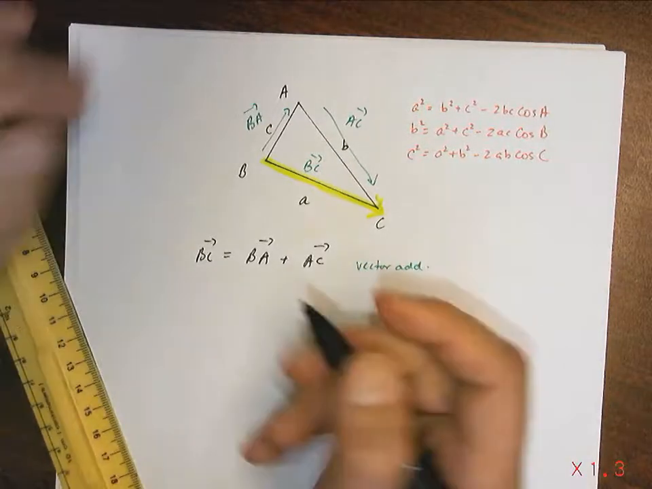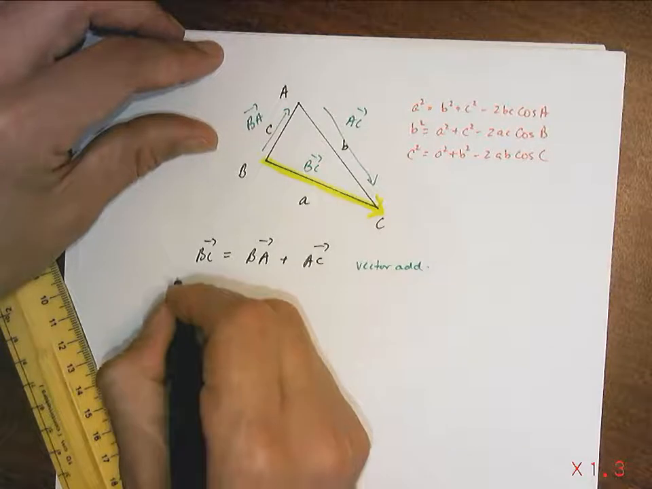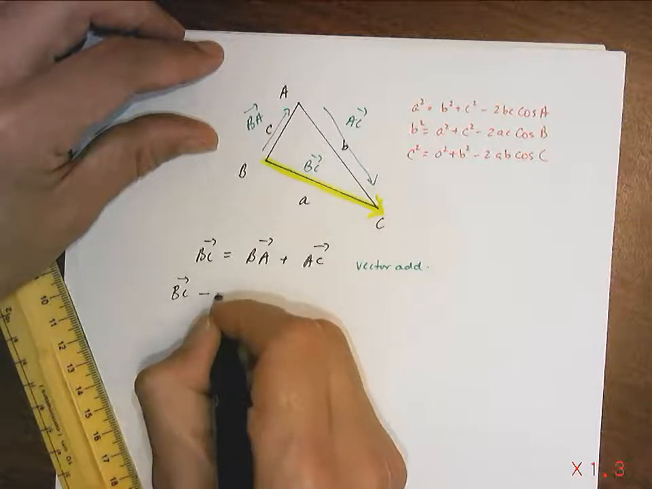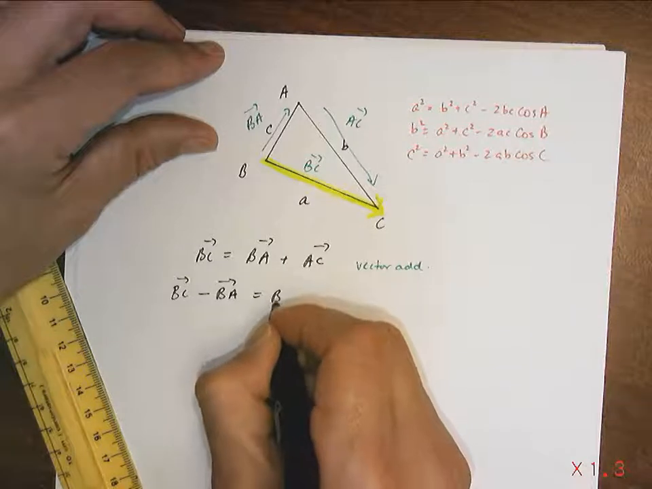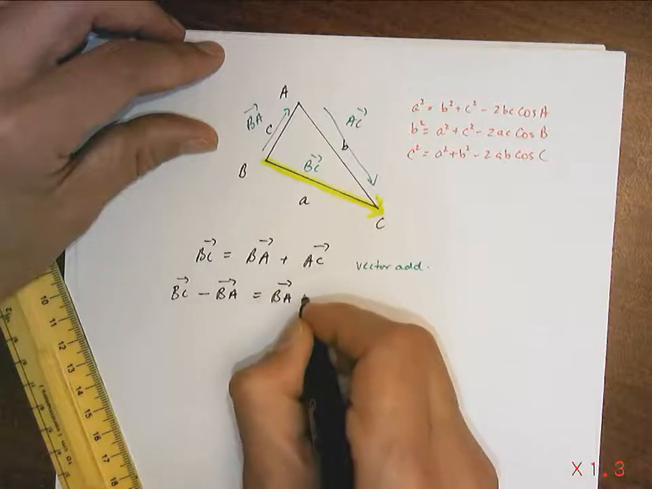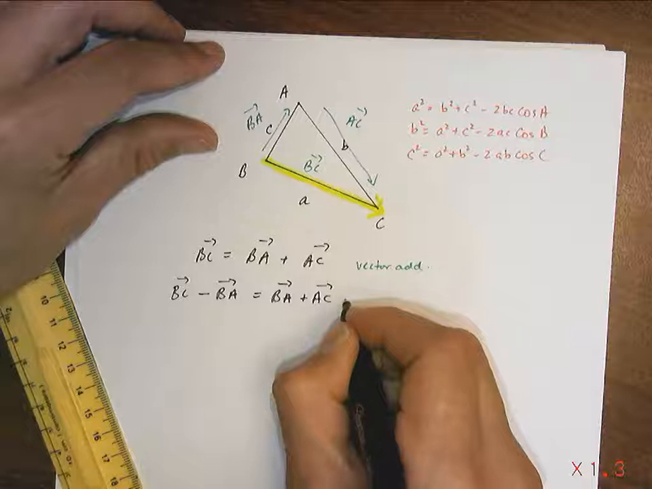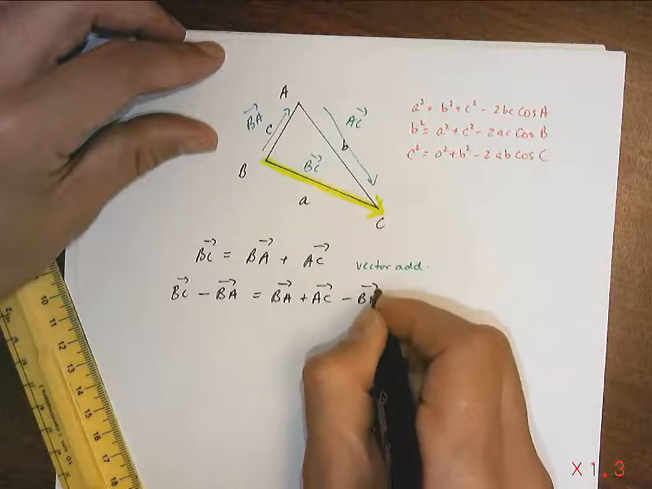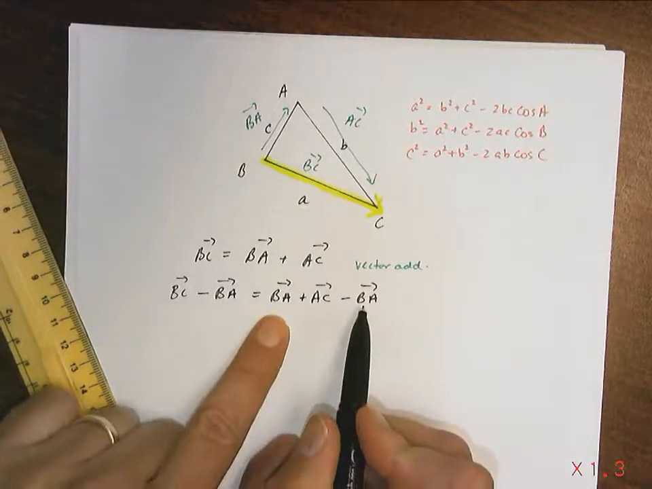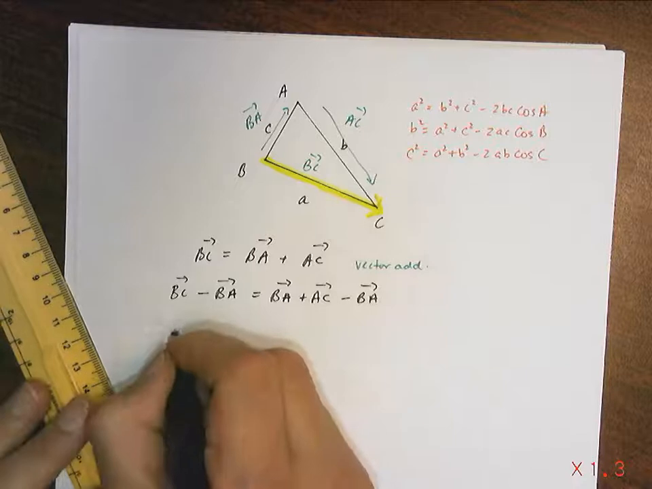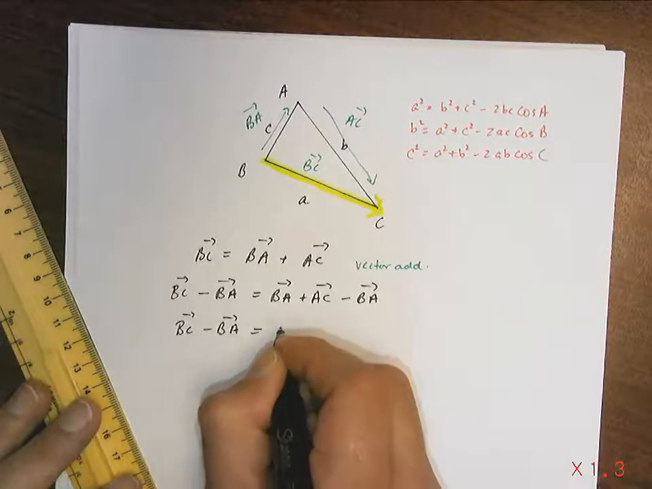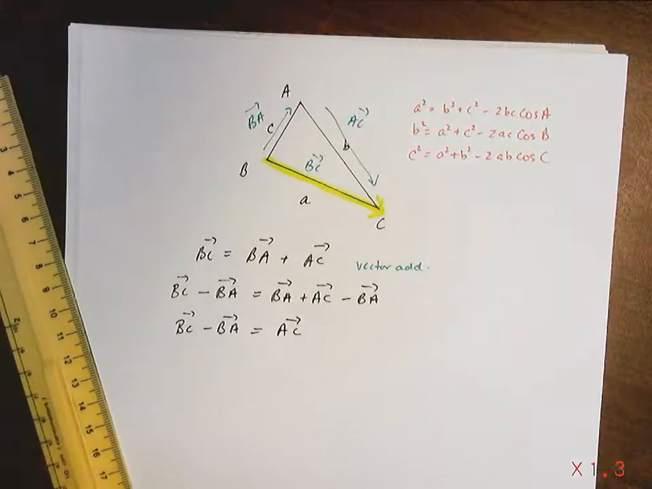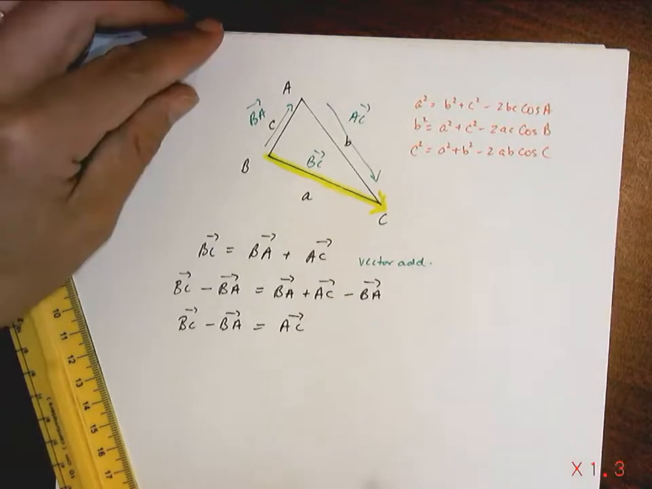Okay, now what I'm going to do is different now. I'm going to do BC, and I'm going to subtract BA from this side. Well, if I subtract BA from this side, I have to subtract BA from this side. And if I subtract both sides, these two are going to cancel each other out. So I'm going to end up with BC minus BA equals AC. And that's just simple vector addition and subtraction over an equation. We should be okay with that.